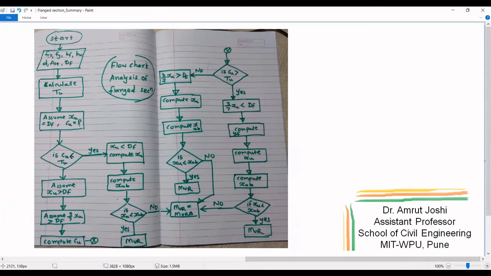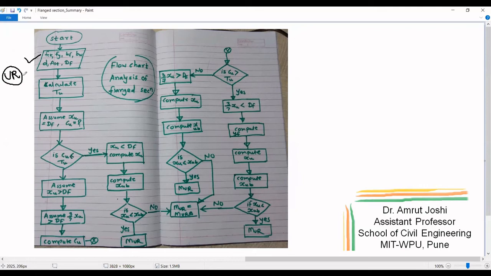We will be given fck, fy, bf, bw, D, Ast and Df. All these terms are written in their standard notations. The first step is we calculate Tu knowing the value of Ast. So Tu is equal to 0.87 fy Ast. When we calculate Tu equal to 0.87 fy Ast, the implicit assumption that we are making is the section is under reinforced and therefore at failure steel has reached its yield stress.